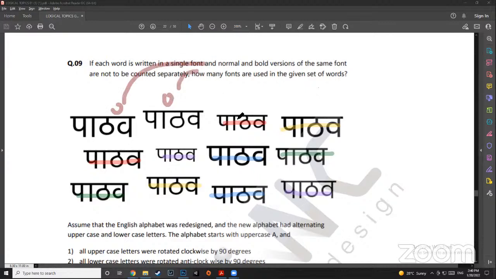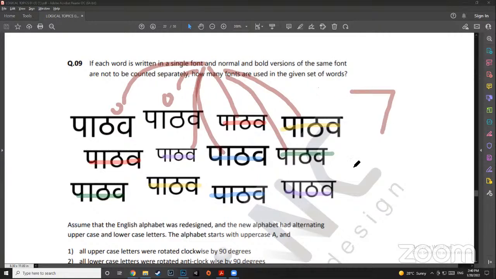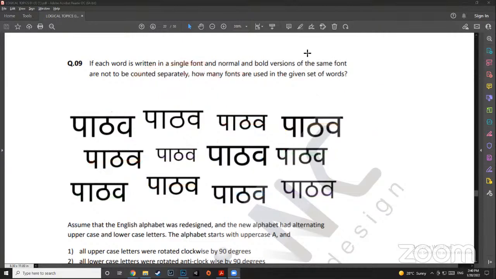1, 2, the red one is 3, yellow one is 4, green one is 5, purple one is 6, blue one is 7. Did we miss anything? No. So 7 different fonts have been used. So that is how you will have to identify fonts.